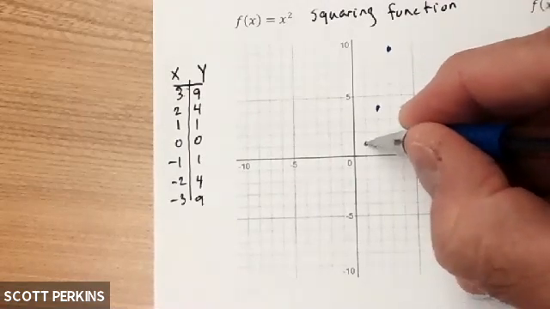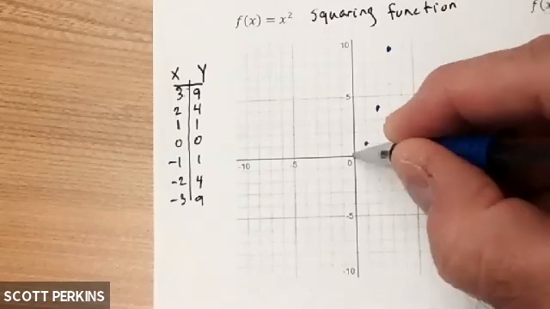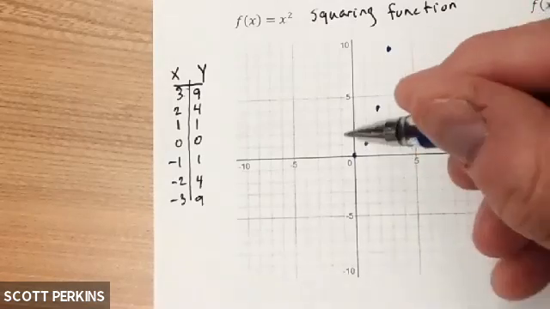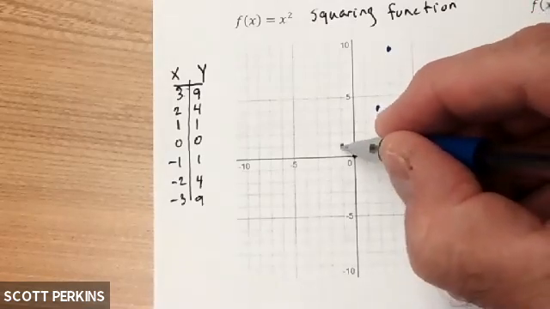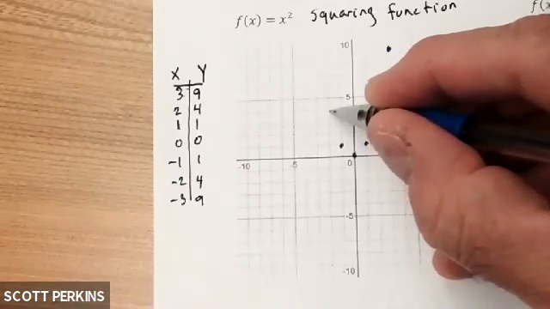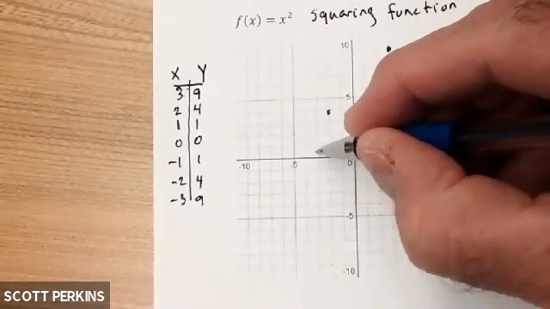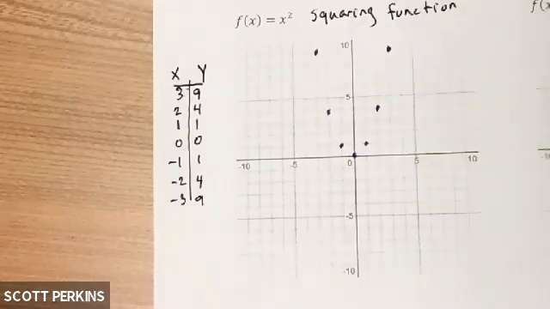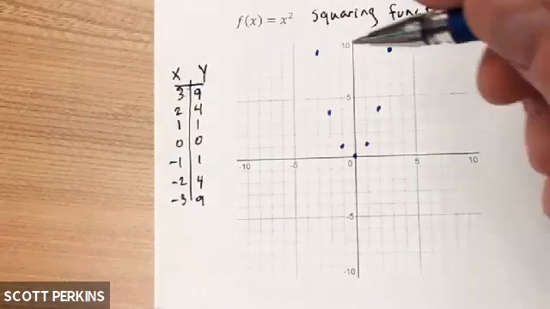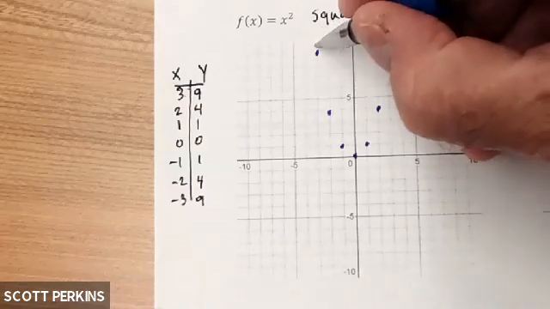1, 1, 0, 0. That's also called the vertex. We'll learn that next chapter. -1, 1, -2, 4, and then -3, 9. There's my points. And then I'm just going to draw. I cannot talk and draw at the same time. So hang on just 1 second.